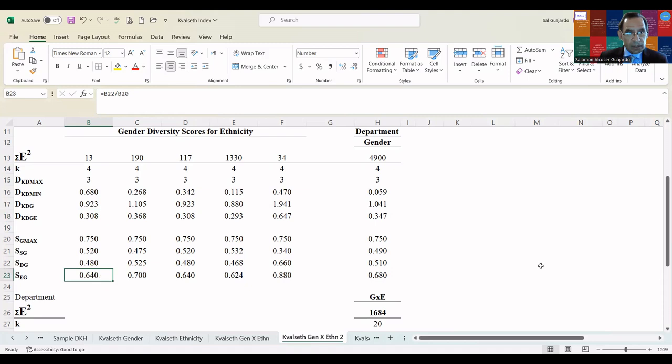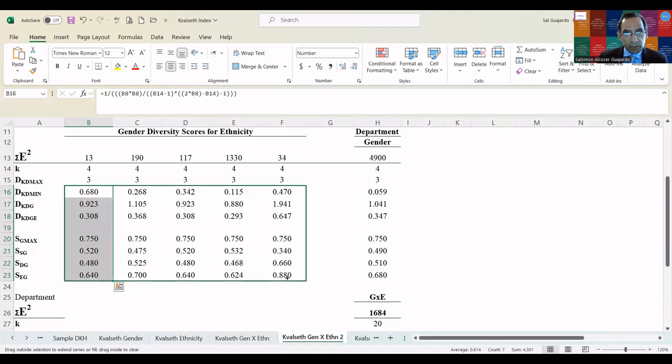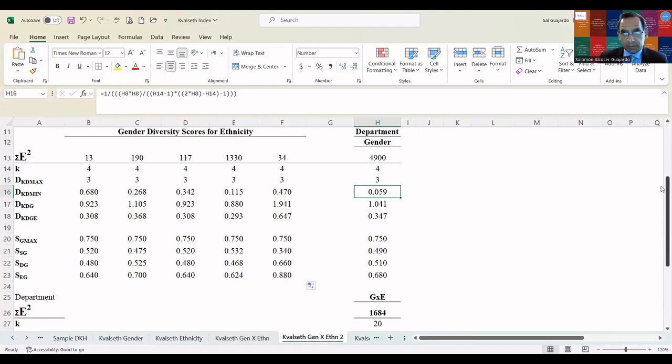Again, I have the Simpson maximum score, the Simpson diversity score, the Simpson concentration score, the Simpson evenness or standardized score of 0.640. What I did, I just copied those formulas over to make it easy for myself. Just copied them over. I did the same thing for the department.